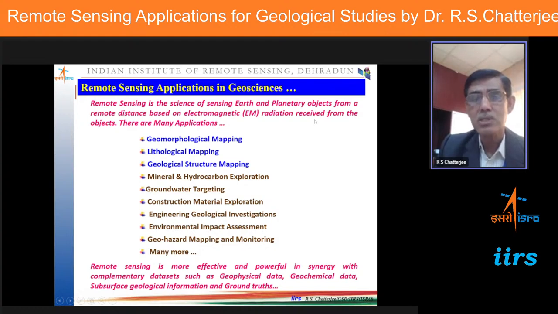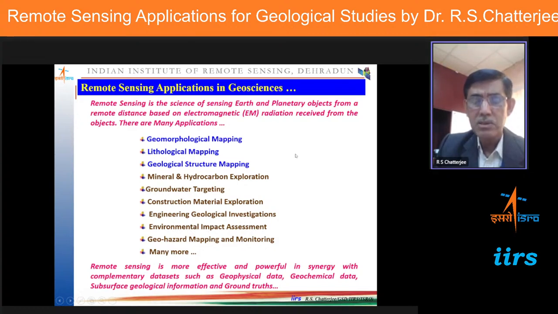So how do we receive it? We receive it from the platforms. The platforms can be a satellite, an aircraft, or a drone also. Nowadays, we are using drones a lot. Now you see from these remote sensing images, we need to process this data, we need to analyze the images, and then we can have a lot of information.